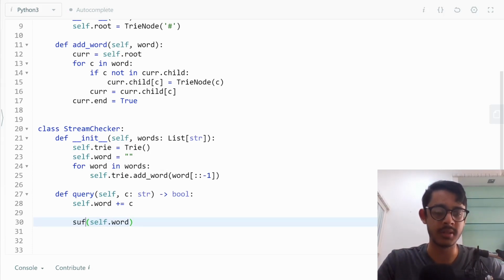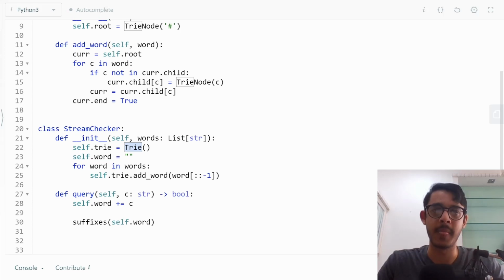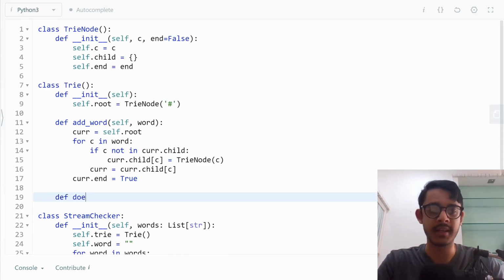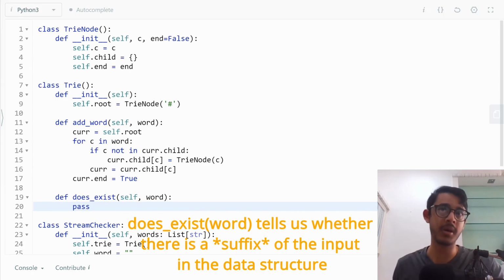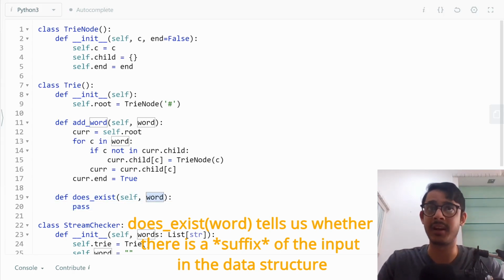I want to get all the suffixes of this word and say if one of these matches a word inside of the trie. Now we already have the trie to work with. And what I can do is write a function over here and call it doesExist, and the entire point of this function is to tell me whether a particular word given as the input exists in the trie or not.